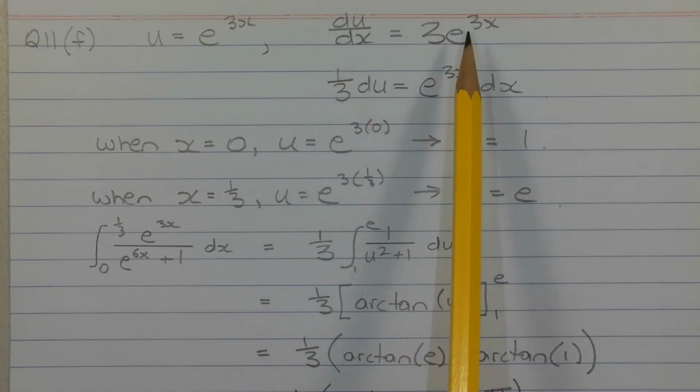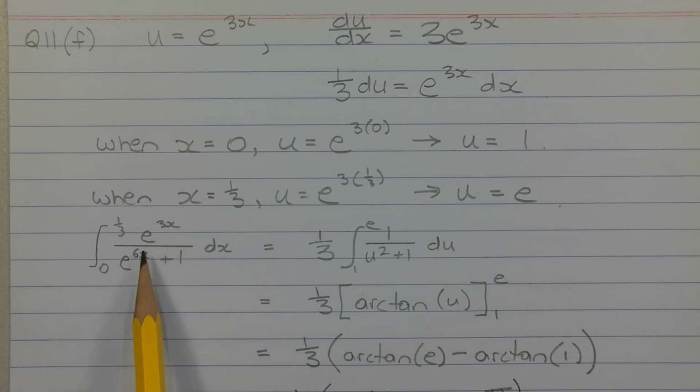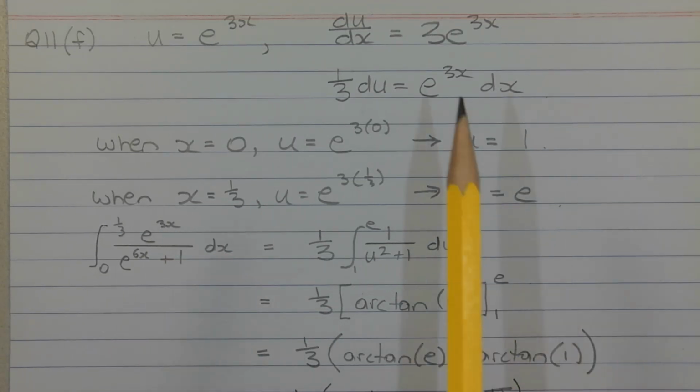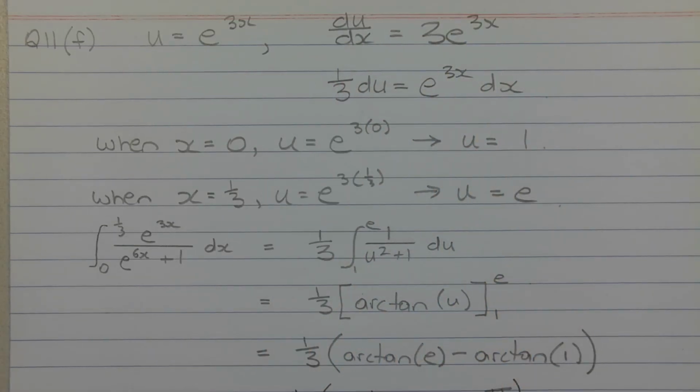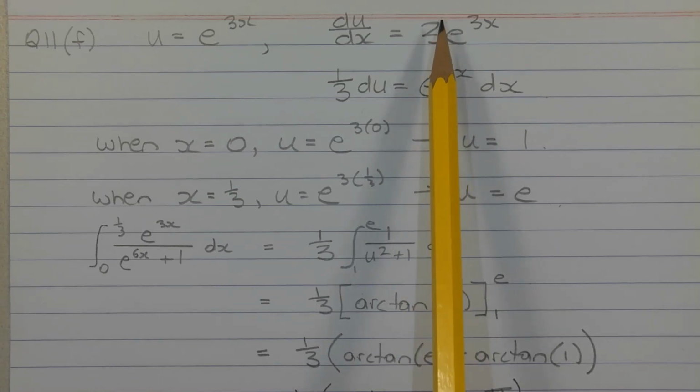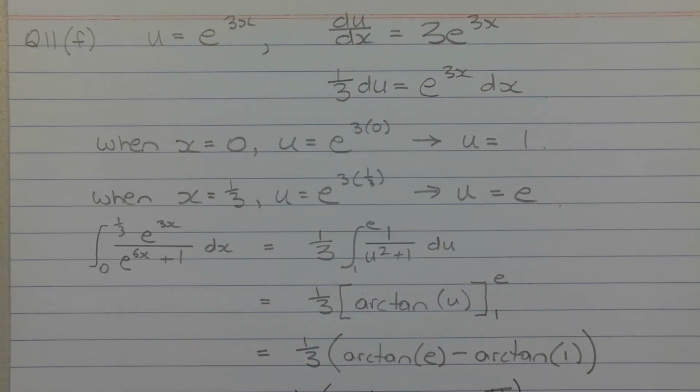In fact, if we rearrange the equation, we could make e to the power of 3x dx the subject. And we do that by moving the differential dx over to the other side by multiplication and moving the 3 on the right-hand side over to the left-hand side by division. So we get 1 over 3 du equals e to the power of 3x dx. Now later on, I'm going to replace or substitute e to the power of 3x dx with 1 over 3 du when we express the integrand in terms of u.